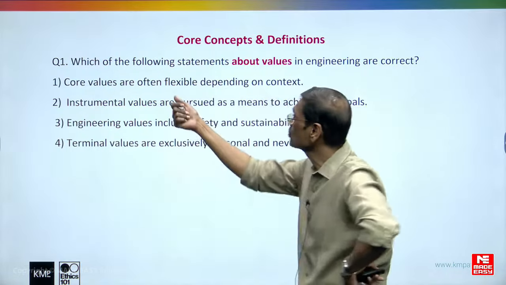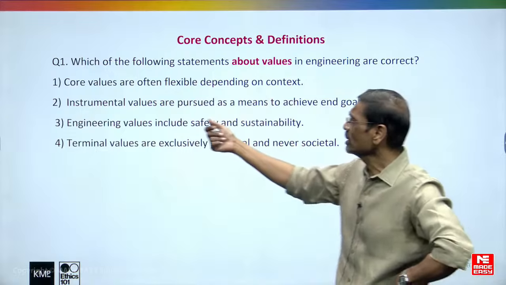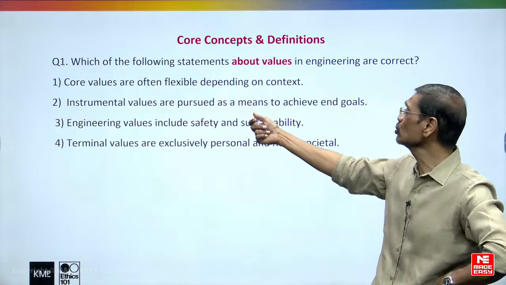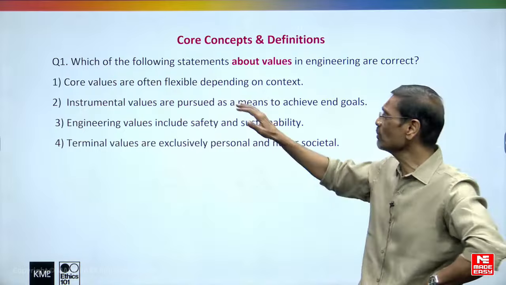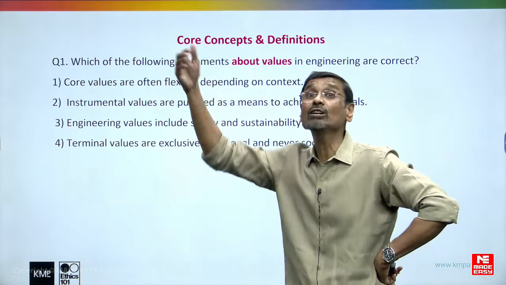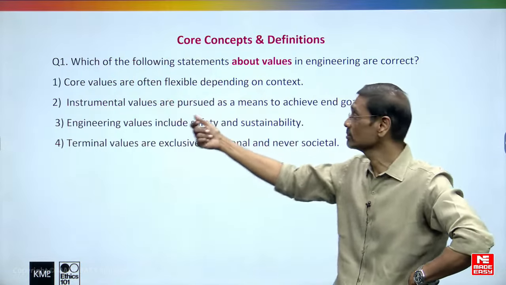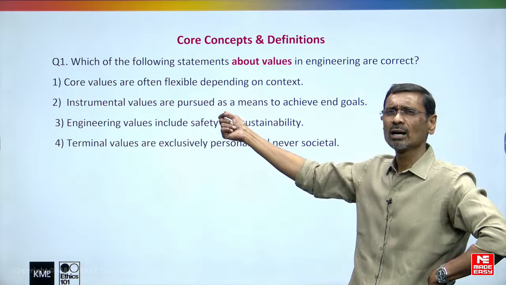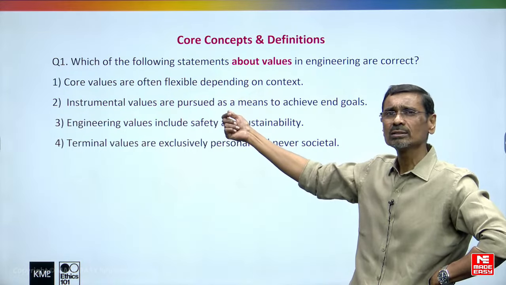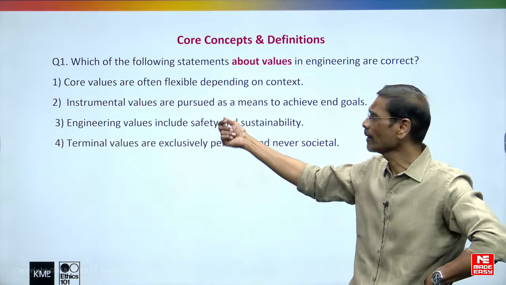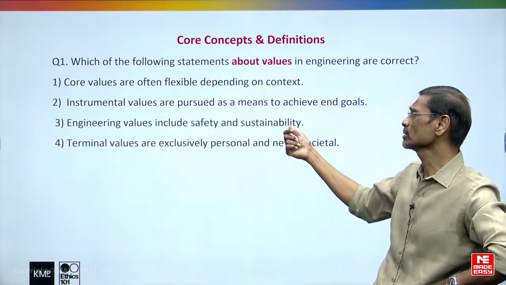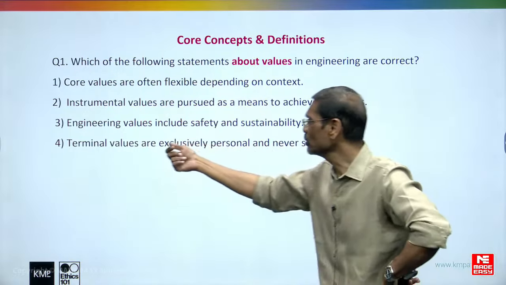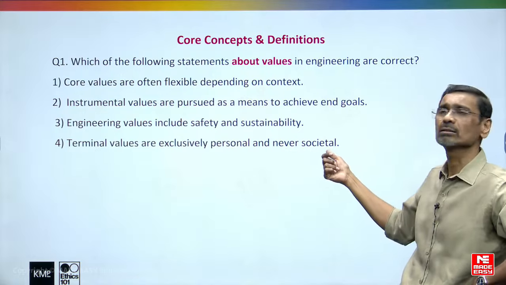Okay, first one. This is a wrong statement. Instrumental values are pursued as a means to achieve end goals. Do you think so? Instrumental means these are values that contribute to end goals. Is this wrong? Third one, engineering values include safety and sustainability. Is it right? Terminal values are exclusively personal and never societal.